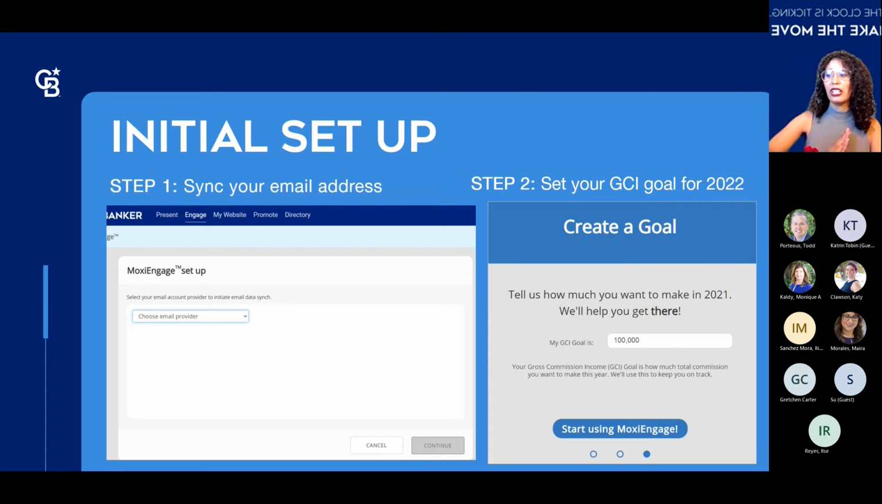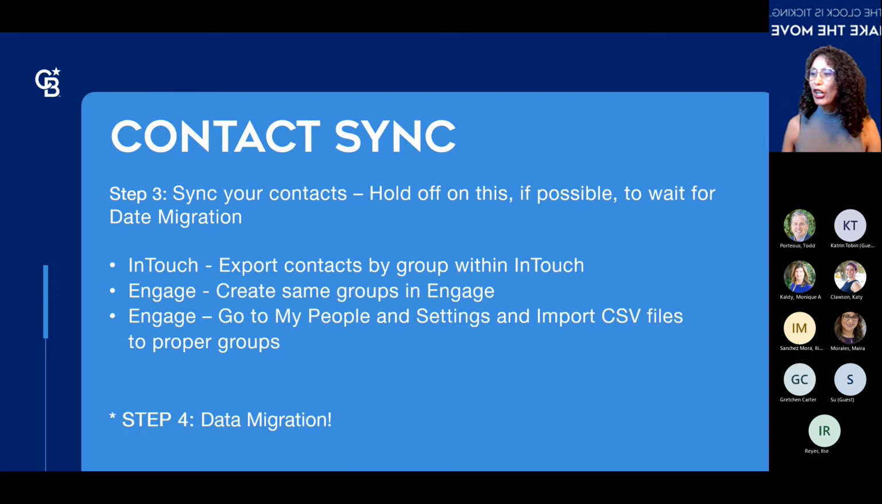So after you've already connected your Moxie, your email provider, and you've edited your goal for the year, your next step will be the syncing process. If it's the first time you enter Engage, those are going to be the pop-up windows that pop up. It's going to be what email you want to connect to, what is your GCI goal, and the next one will be, are you ready for the migration?